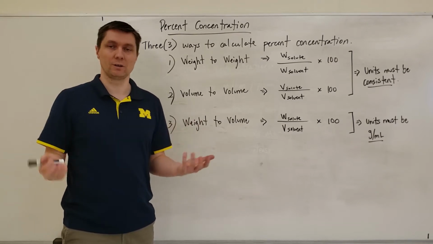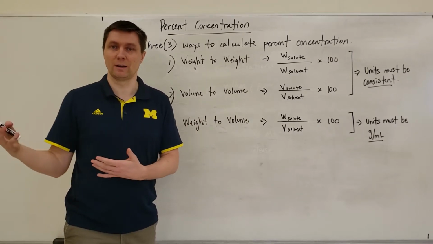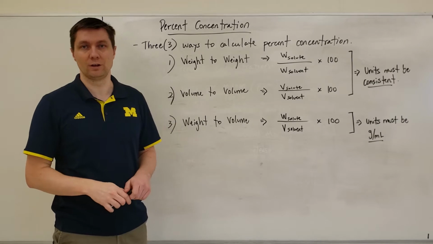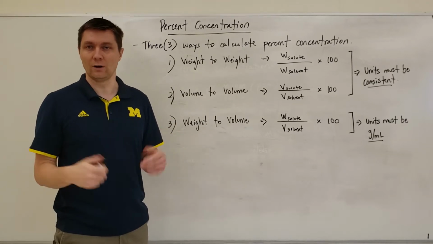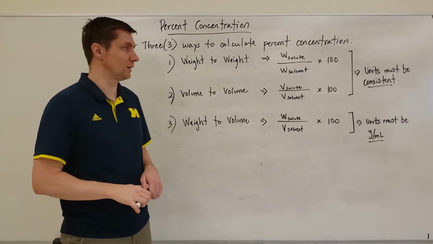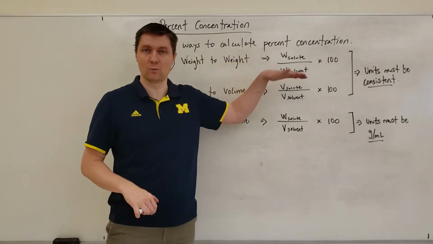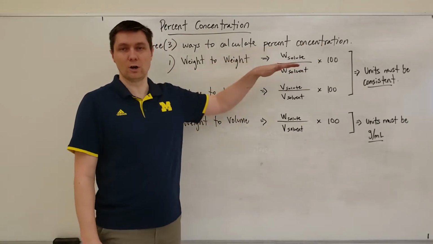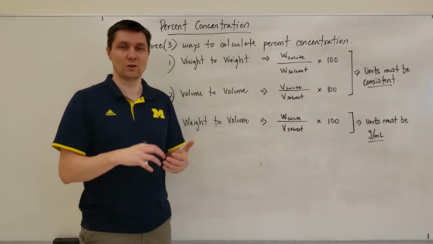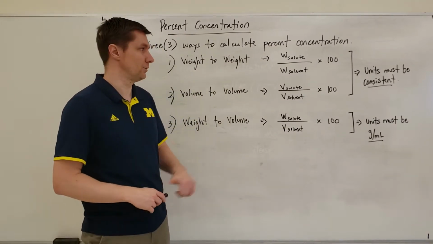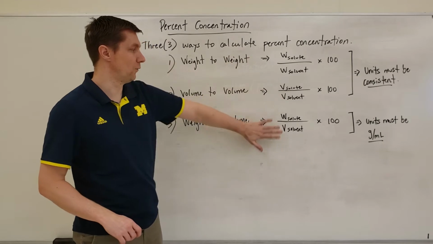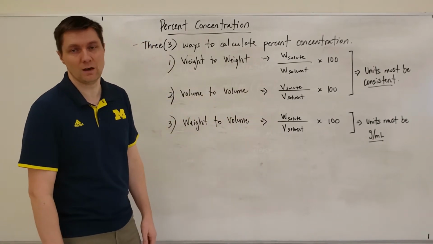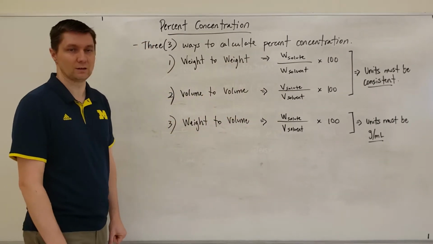Anytime you calculate a percentage, it's a ratio times 100, just like you would do if you're calculating the percentage that you have on an exam that you wrote or something like that. It's always how many right out of how many, times 100. So these are ratios. The solute always goes on the numerator and the solvent always goes on the denominator. You can see that that is the case for all three types of calculations for these percent concentrations.